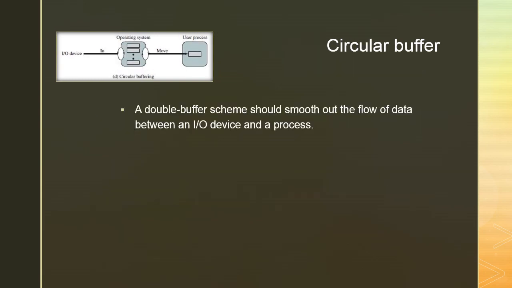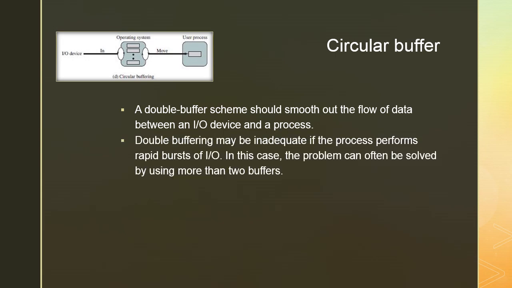Circular buffer. A double buffer scheme should smooth out the flow of data between an I/O device and a process. If the performance of a particular process is the focus of our concern, then we would like for the I/O operation to be able to keep up with the process. Double buffering may be inadequate if the process performs rapid bursts of I/O. That is, it asks for I/O again and again within a short span of time.